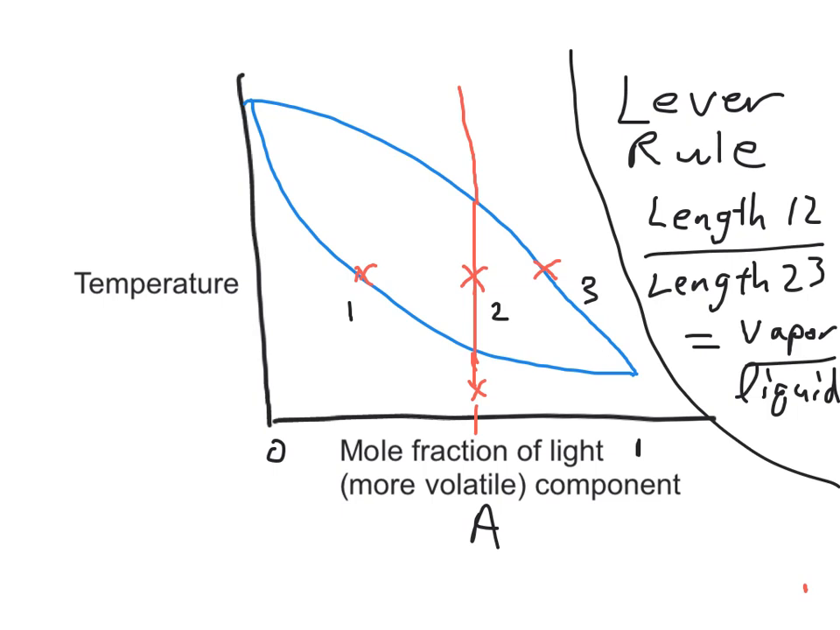The lever rule is handy because if I can figure out what temperature I'm at and what my initial concentration or mole fraction was and read up to here, I can just measure those distances and that will tell me the relative amounts. What fraction of my liquid has actually boiled off into the vapor phase, because I can find out the ratio of the amount of vapor to the amount of liquid. And that's the utility of the lever rule.